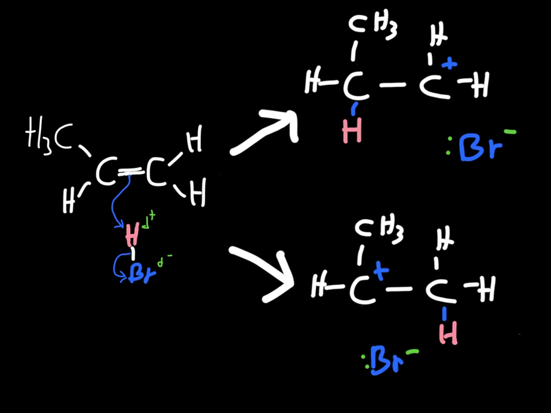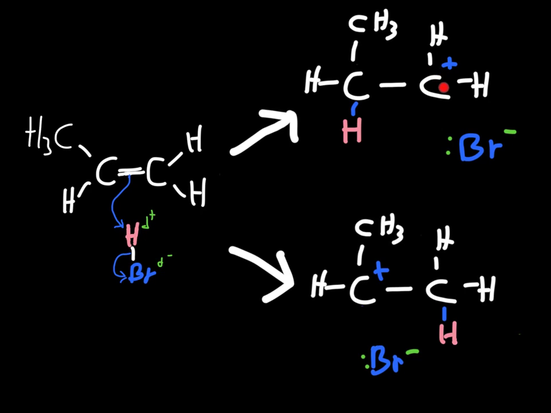The general term is alkyl group, so carbons and hydrogens. Now, alkyl groups are what's known as electron releasing. So this alkyl group gives some of its electrons to the positive carbon. And this alkyl group also gives some of its electrons to the positive carbon, effectively spreading the positive charge out around the whole molecular ion, causing this molecular ion to be more stable.